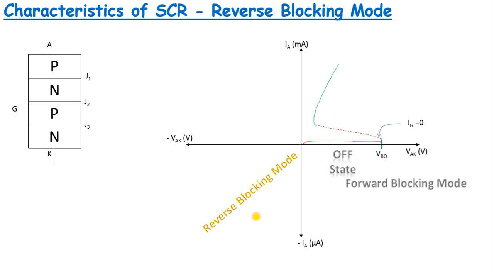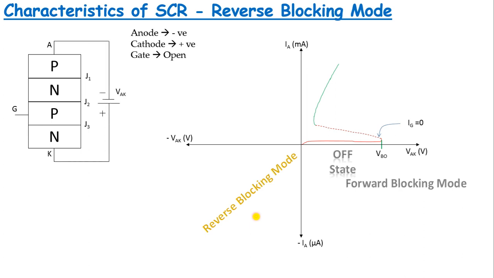In the sense, just reversing the supply voltage connected between the anode and cathode terminals. That is, the anode terminal is connected to the negative potential of the battery and the cathode terminal is connected to the positive terminal of the battery, and the gate is again kept open, that is, nothing is connected to the gate terminal.